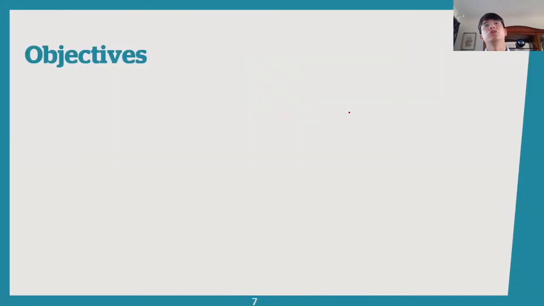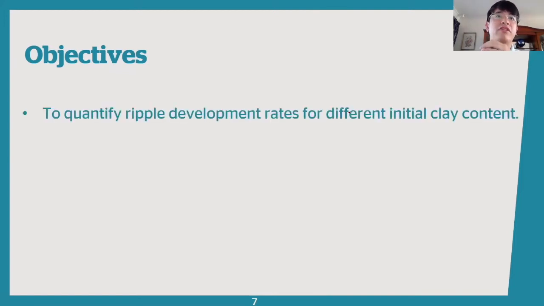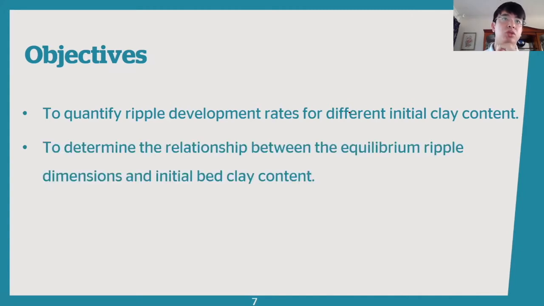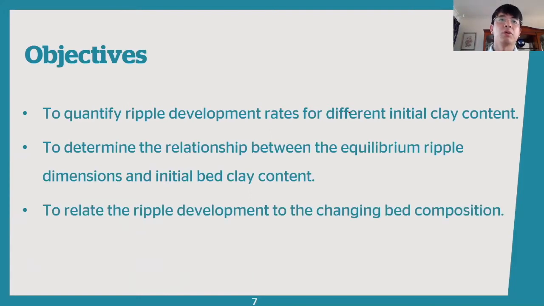In order to fill these knowledge gaps, we conducted a large-scale flume experiment at the Total Environment Simulator at the University of Hull. We want to quantify the ripple development rates for different initial clay contents. The second objective is to determine the relationship between the equilibrium ripple size and the initial clay content. And lastly, we want to relate the ripple development to the changing bed composition.